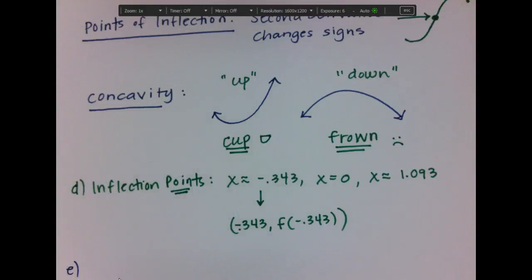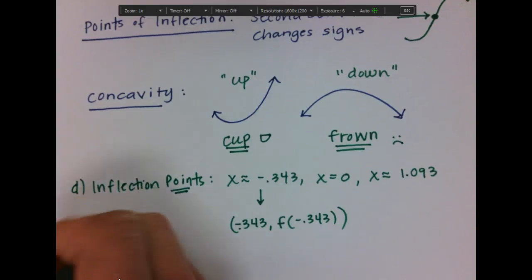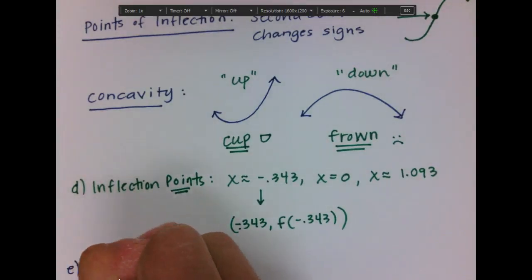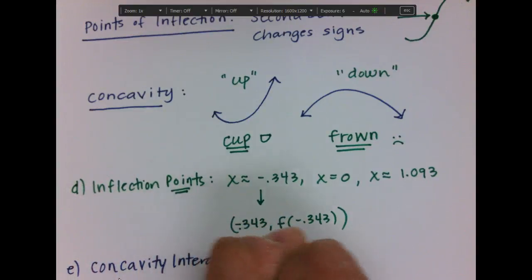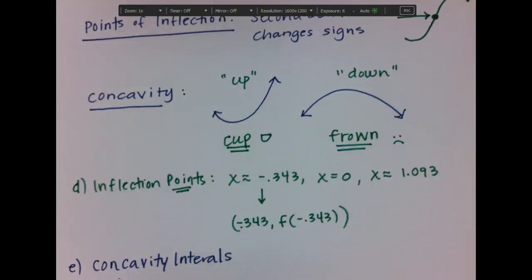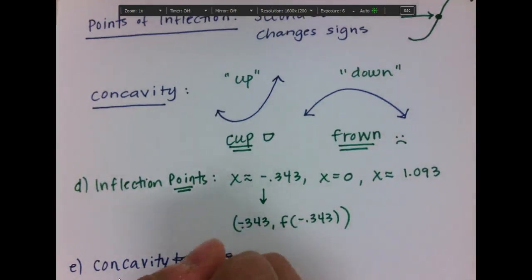Part E, we've got the intervals of concavity. And in order to write those, I'm going to use the second derivative intervals. I didn't spell that right. Sorry about that. Try again. Interval.